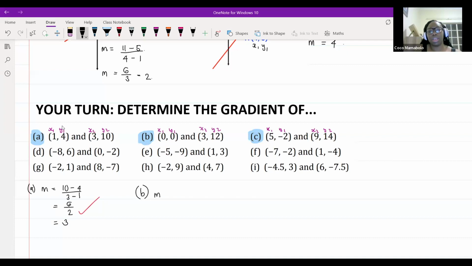B over here, the gradient is equal to y2, which is 12 minus 0 over x2, which is 3 minus 0. This is equal to 12 divided by 3. That will give us a gradient of 4.